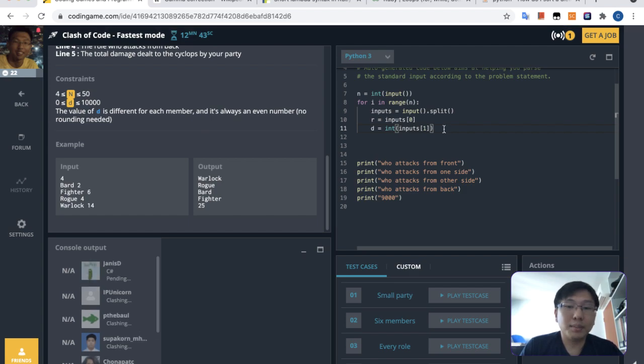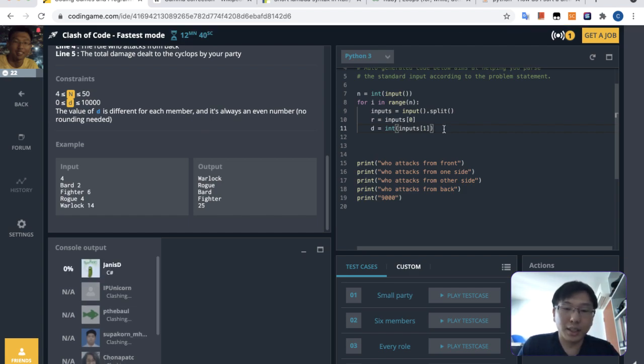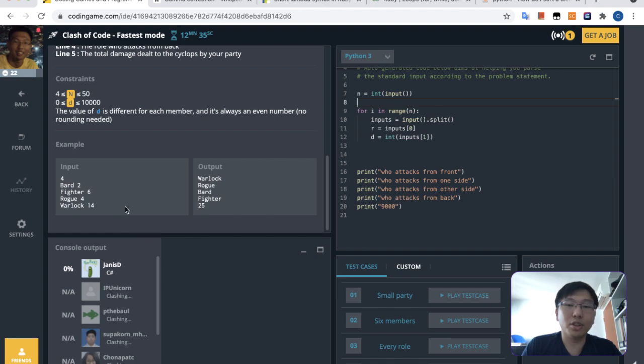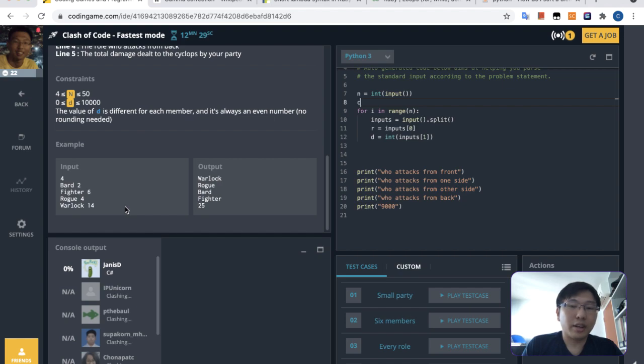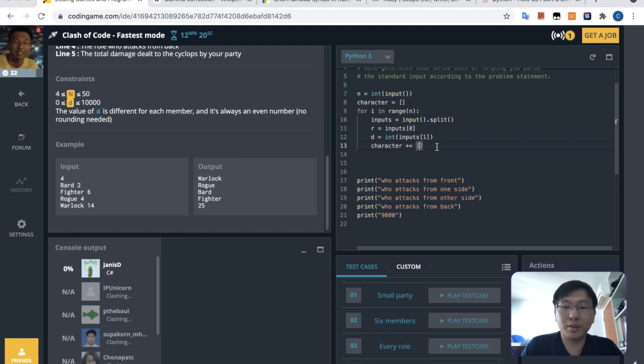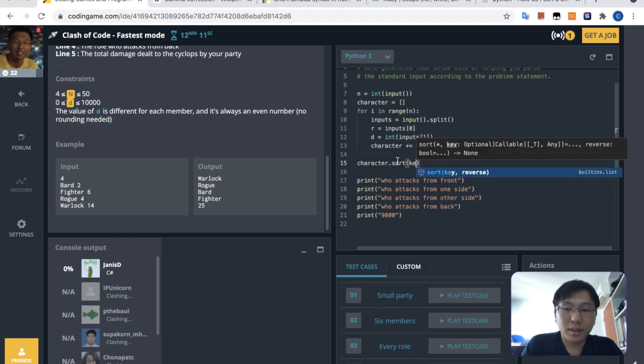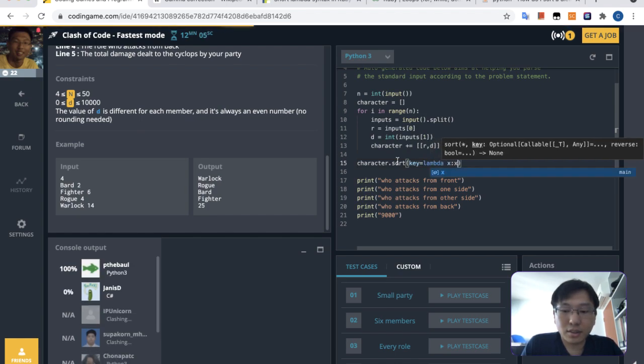I could do the same thing as before, or I could just do a list in this case. I don't need a dictionary, because over here there's only going to be one for each. Let's call it character. Character plus equals, this is the same as append. Then character dot sort, key equals lambda x: x[1]. Yeah, we sort by the value.